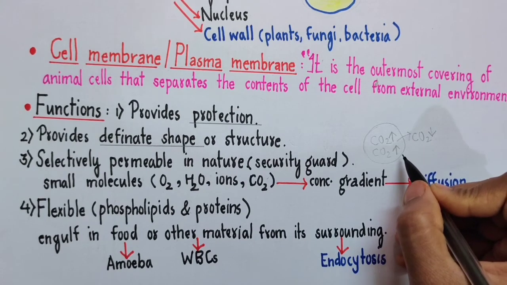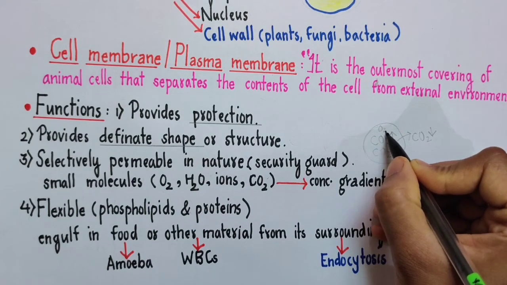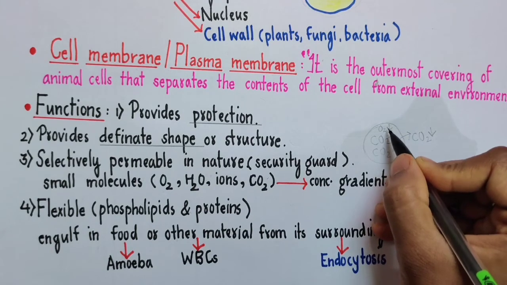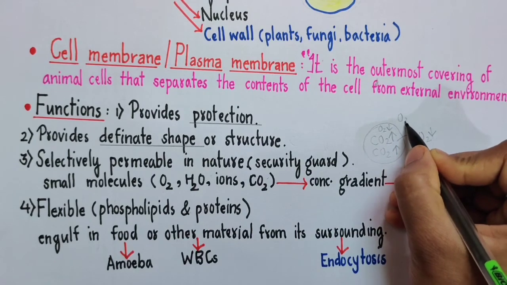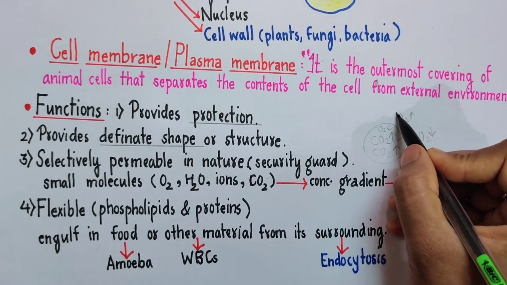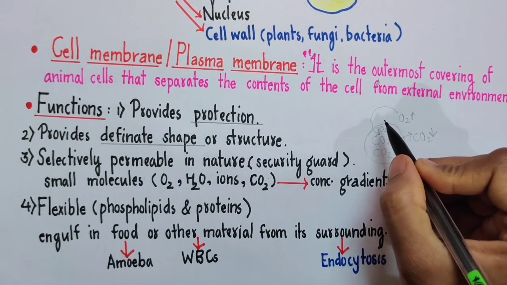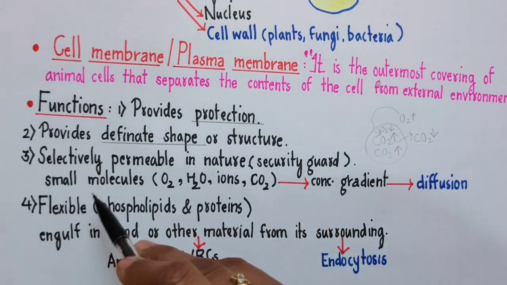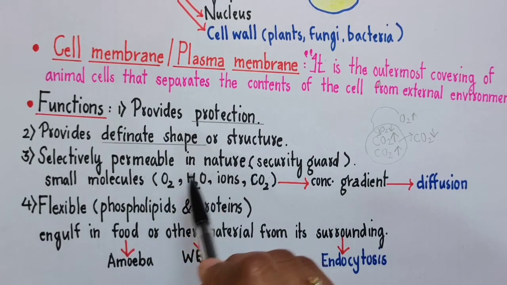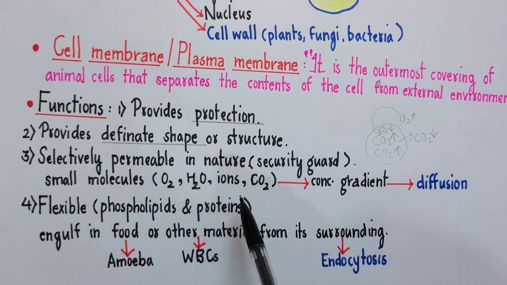Likewise, when the cells keep on performing respiration, the oxygen level inside the cells gets reduced, and at a certain point the oxygen concentration outside becomes higher, and as a result there will be diffusion of oxygen molecules from outside the cell into the cell. So we can say that the selectively permeable nature of the plasma membrane allows the free diffusion of small molecules in and out of the cells. Okay. Now moving on to the fourth function.